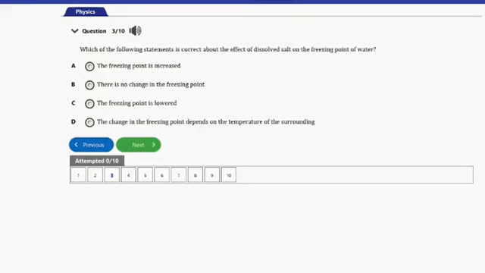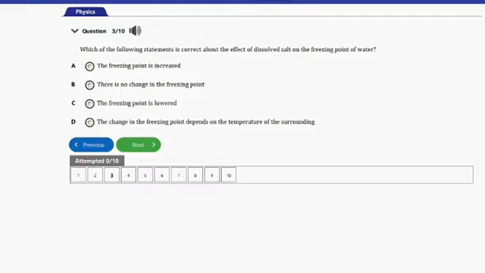So let's look at the next question. Question number 3 says, which of the following statements is correct about the effects of dissolved salt on the freezing point of water? We have A. The freezing point is increased. B. There is no change in the freezing point. C. The freezing point is lowered. D. The change in the freezing point depends on the temperature of the surrounding.